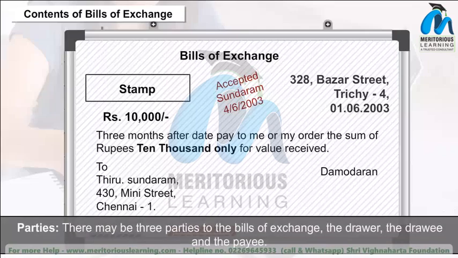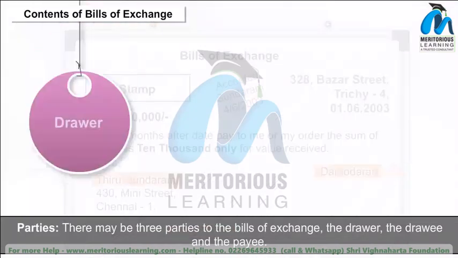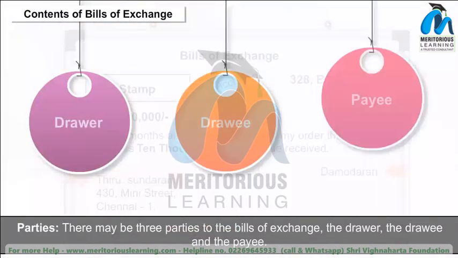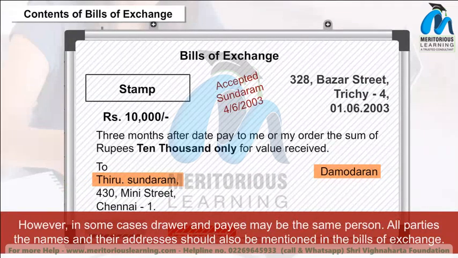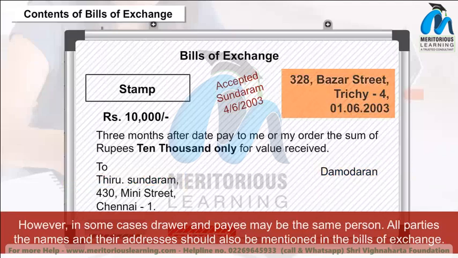5. Parties. There may be 3 parties to the bill of exchange: the drawer, the drawee, and the payee. However, in some cases, the drawer and payee may be the same person. All parties' names and their addresses should also be mentioned in the bill of exchange.